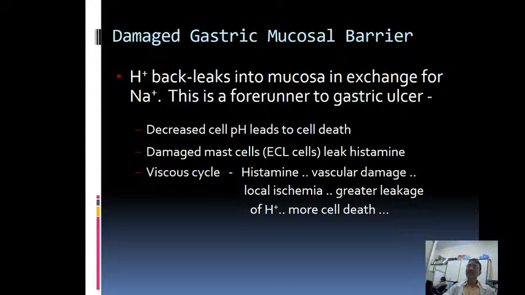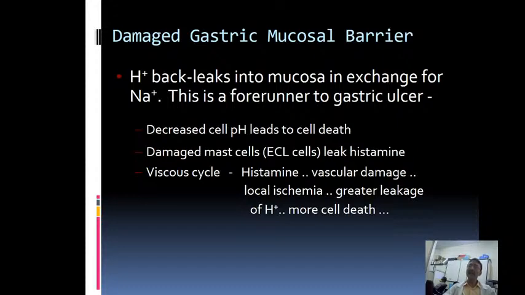Now, what does this happen? What damage does happen to the body when there is a damage here? The hydrogen ion back leaks into the mucosa in exchange of sodium ions. This is the basic pathophysiological changes which are happening before it forms a gastric ulcer.